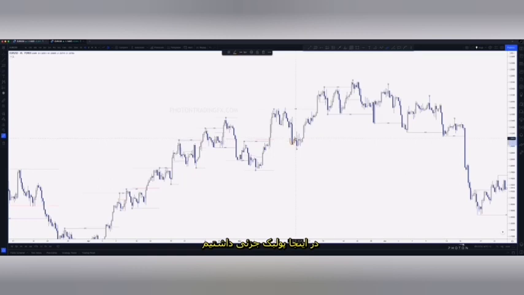So we have a minor pullback. We then take that minor low. Because we take a low, this low here, what does that mean? It means we must have a minor high. That is where our minor high is. So then we take the high, we pull back in, and then we go.